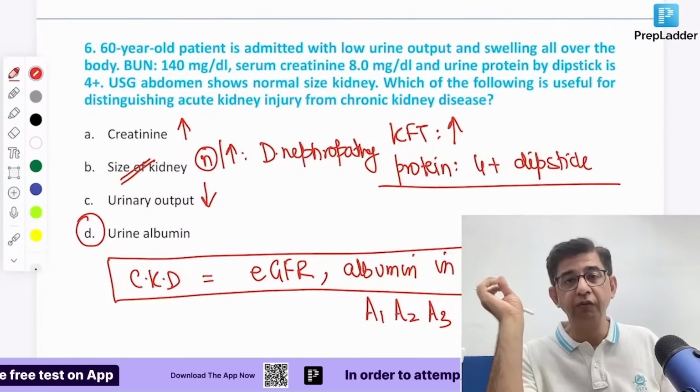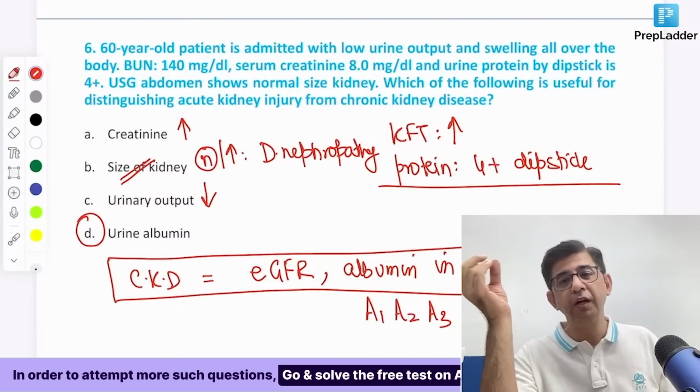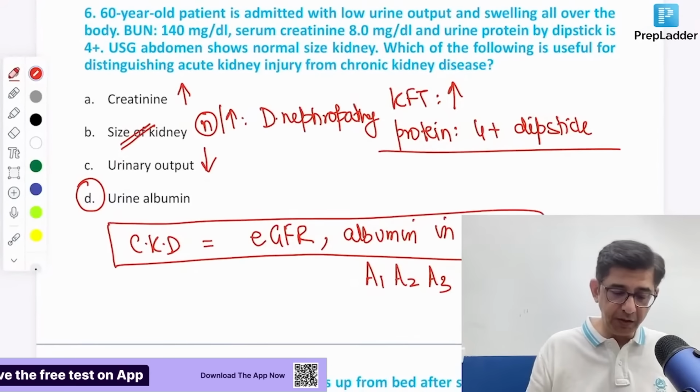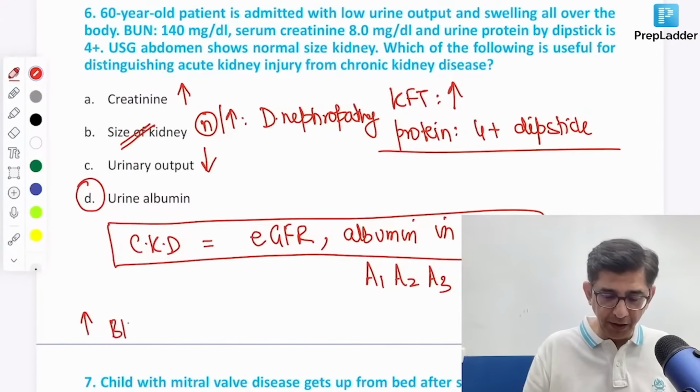On the size of the kidney. Diabetic nephropathy में kidney normal to enlarged होती है. Even in patients of HIV nephropathy, kidney is enlarged. Let's just focus on what conditions you get bilateral kidney enlargement.